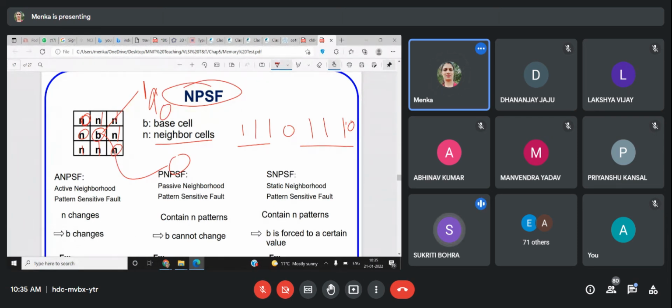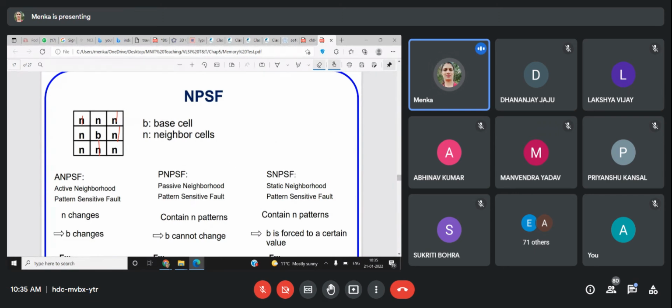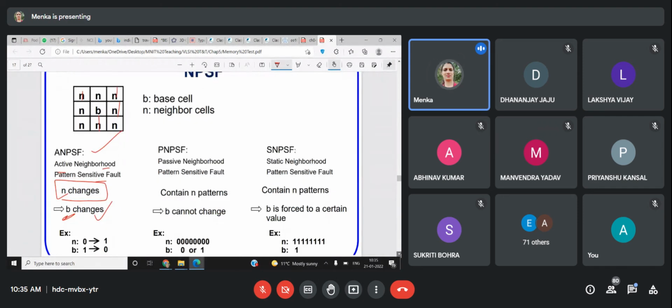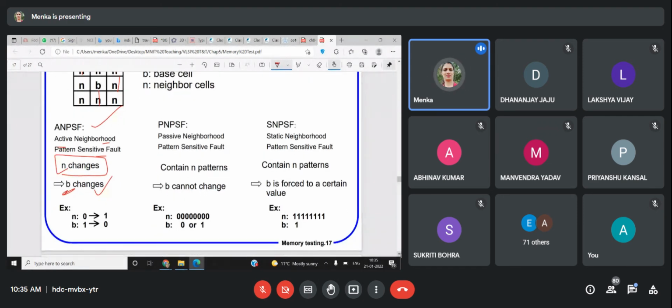Now there are different types of neighborhood pattern sensitive faults. The very first type is the active neighborhood pattern sensitive fault. As n changes, b is going to change. Here n means the neighborhood bit cells, and these are going to change. Let's say n is changing from 0 to 1, then b is going to change from 1 to 0, or vice versa. So this depends on the activity of the neighboring cells.